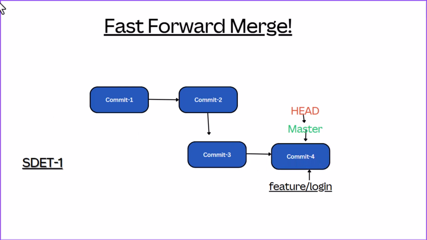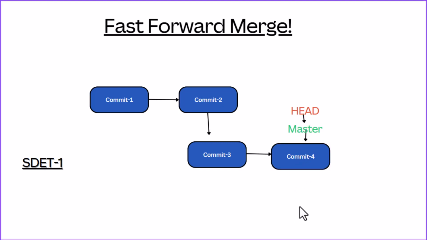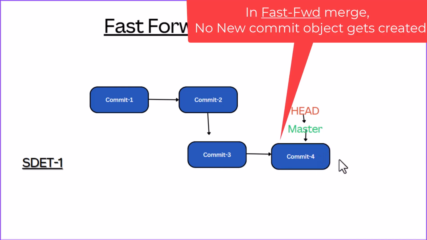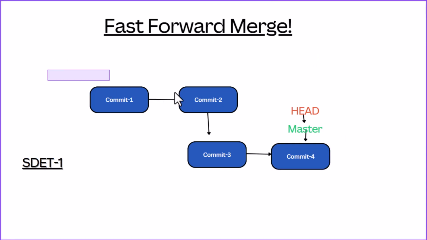Now when someone gets a new branch, the new branch will be cut from this instance, which is commit 4, which is the head of the master branch now. One important thing to understand here, the difference between the fast forward and the three-way merge, is that in case of three-way merge, there would be a new commit object created. But in case of fast forward, there is no such commit object created. It is only the movement of the head pointer which points to the latest commit once the merge is completed. So this is how the master branch will look like.